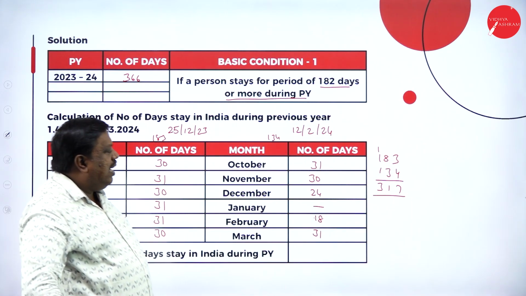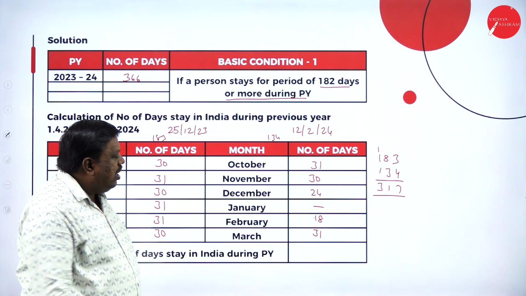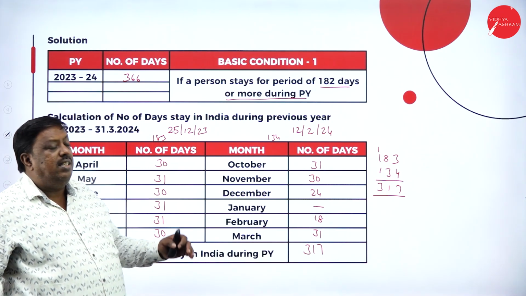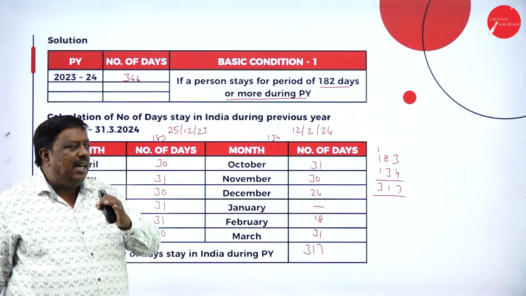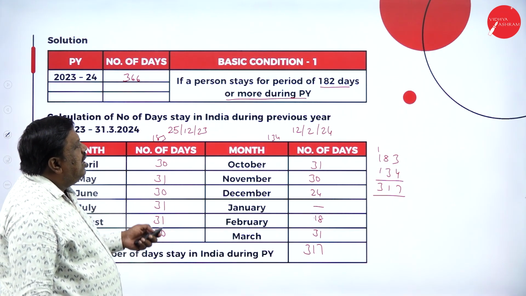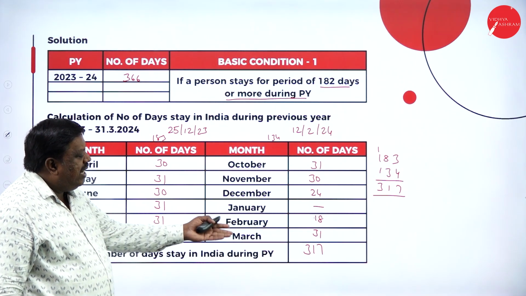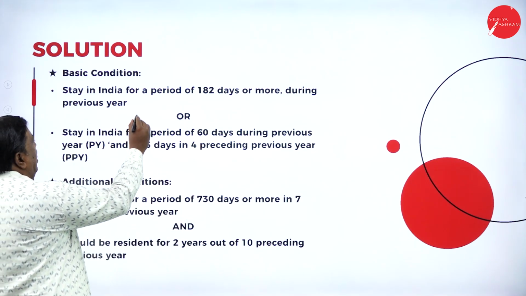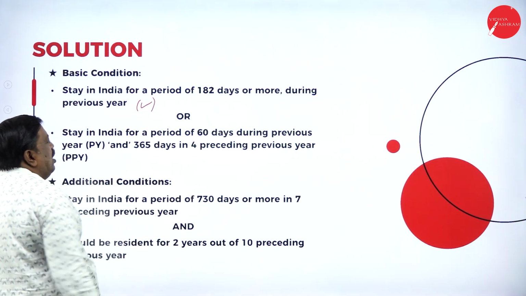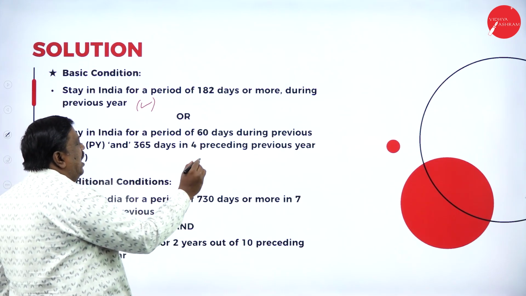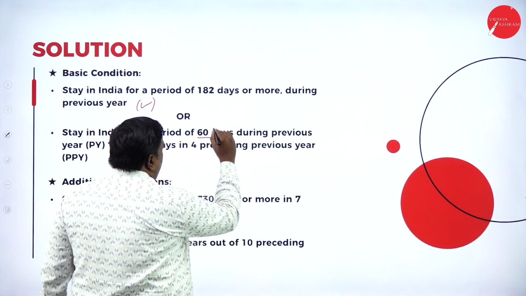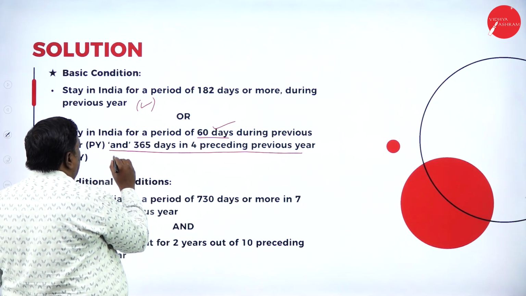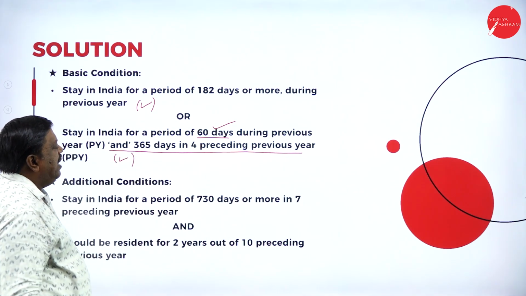So I was in India for a period of 317 days. What was my basic condition? I should be in India for 180 days. I'm staying more than that, so I've satisfied my first basic condition. What is my second basic condition? I should be in India for 60 days, and 365 days in the 4 preceding previous years. I've satisfied that. So I've satisfied the overall basic condition.